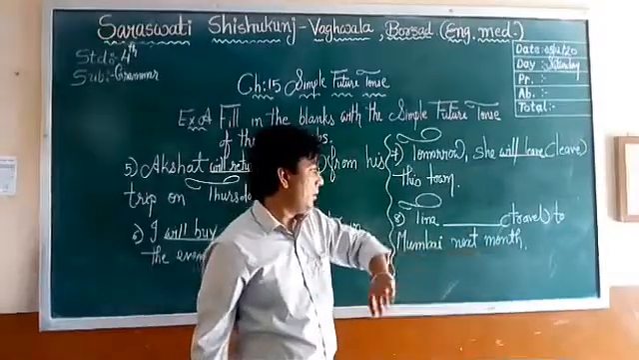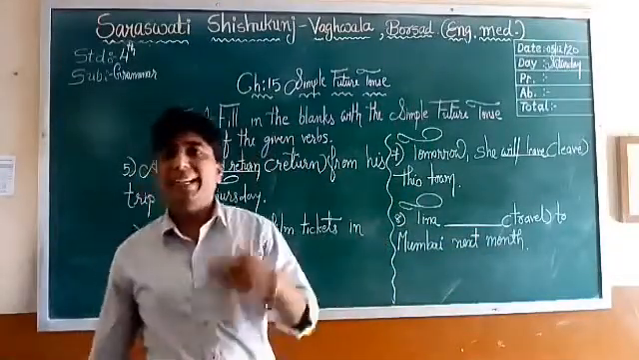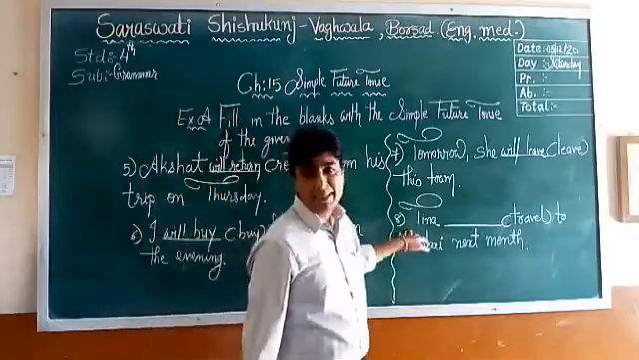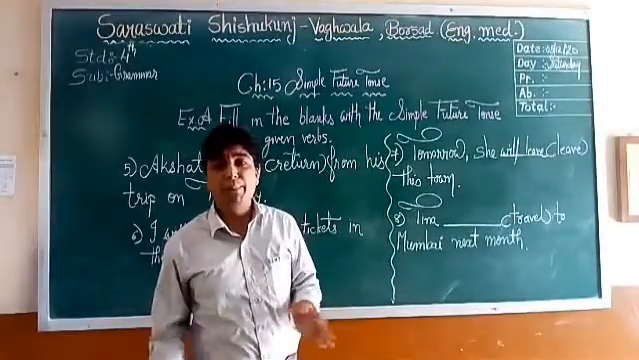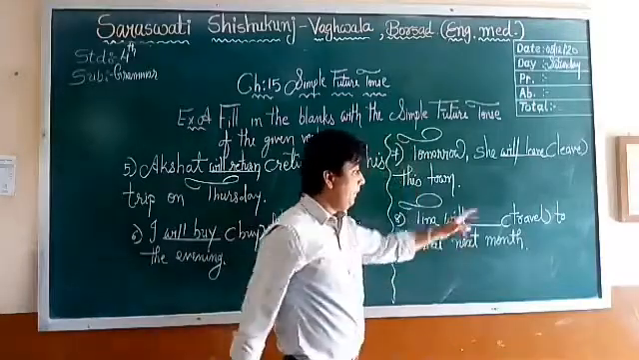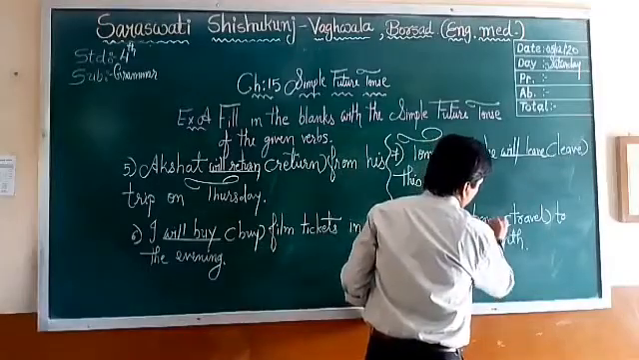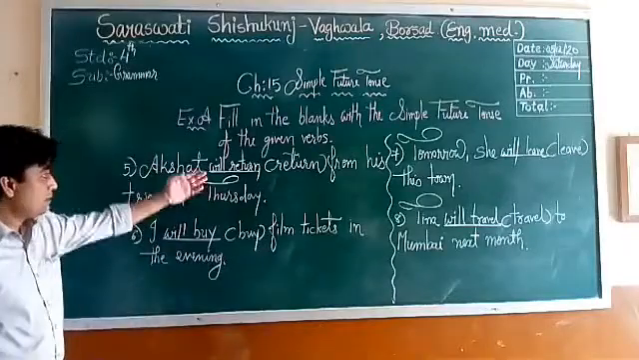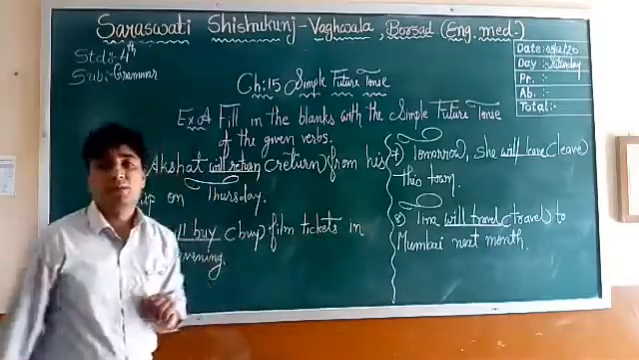Tina ___ to Mumbai next month. See, I said, right? Some words are there: next week, next month, tomorrow, the day after tomorrow. So Tina is the subject, travel is the main form. What should be there before it? Will. So Tina will what? Travel. Tina will travel to Mumbai next month. Okay? So will written, will buy, will leave, and will travel.